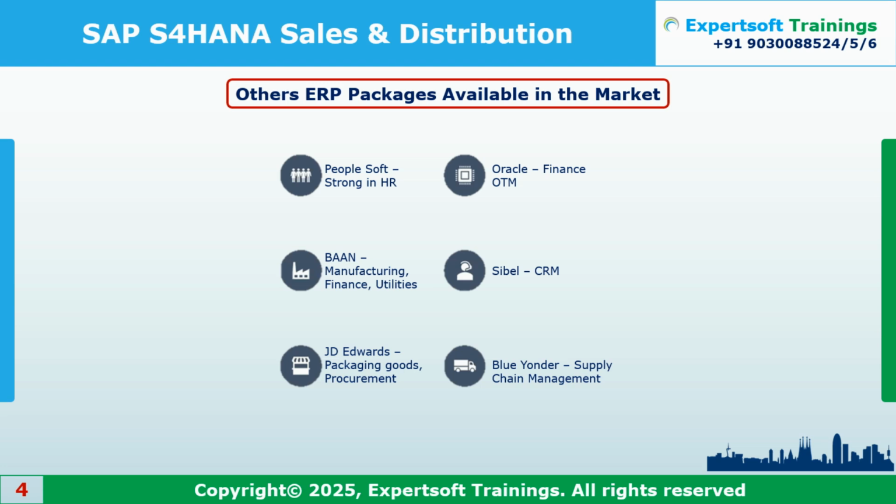companies which used to collect individual parcels or covers and send them to the recipient places. Later on, when the direct to customer concept came, many shipping companies and courier companies came, and that business is in the limelight. Blue Yonder is one of the players in that supply chain business. They are very strong, and JD Edwards is in packing and procurement business. These are some of the CRM companies.